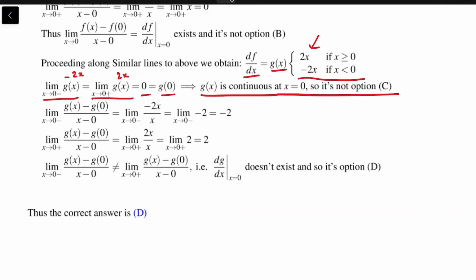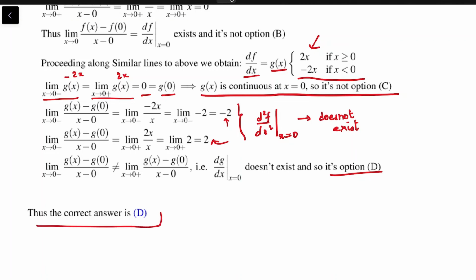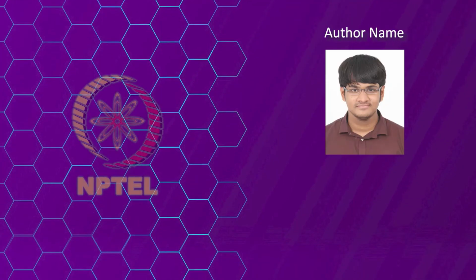So therefore, by elimination itself, it has to be option D. But of course you can work it out, and you'll see that the left hand limit is not equal to the right hand limit, and so therefore d square f by dx square at x equal to 0 does not exist. This is a limit and it does not exist. So the answer is option D.